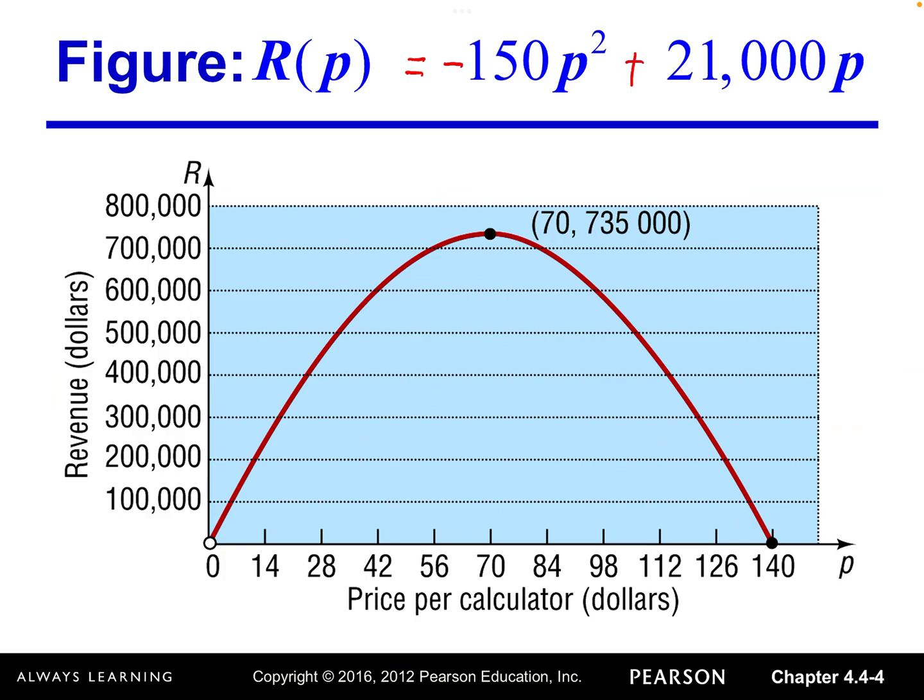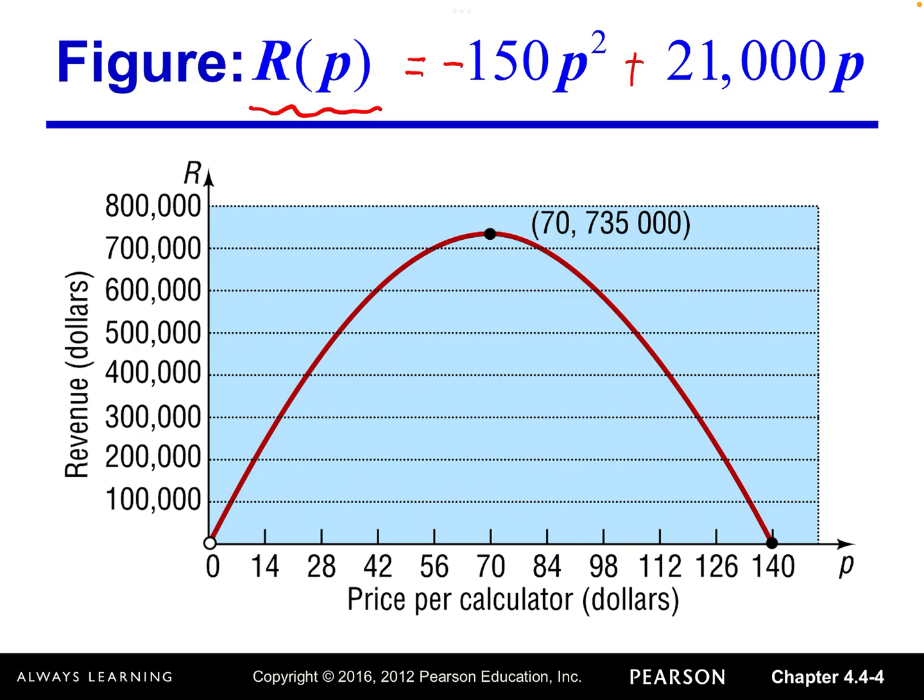So that is the original function, okay? The verbal description, which you can check in the textbook, talks about R of P. This is a revenue function, okay? The independent variable is P, which stands for the selling price per calculator. So the revenue R of P equals negative 150 P squared plus 21,000 P. And we want to graph this function and then find the vertex.